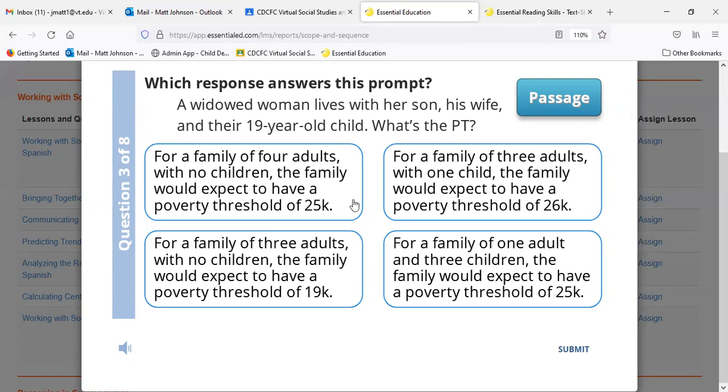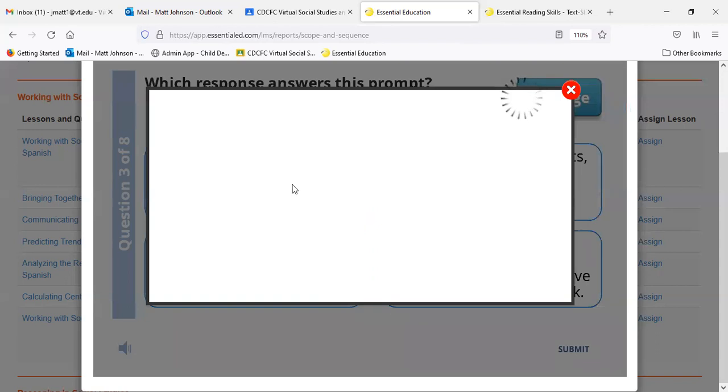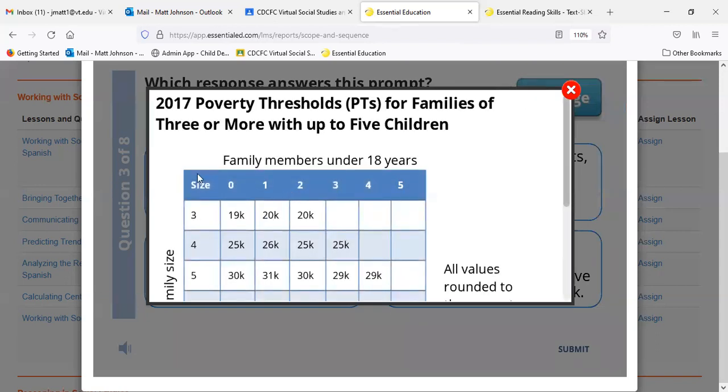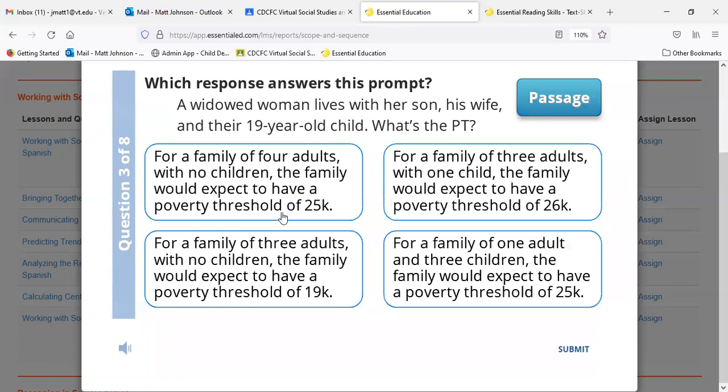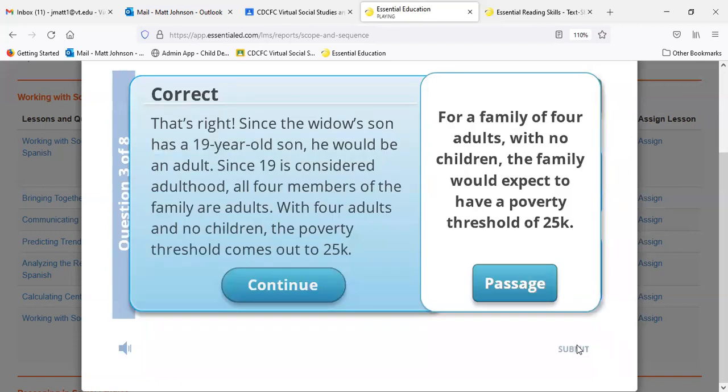But just to make sure, we will look. And that'll actually help us fact check, right? That's sort of like checking our answer. So a family size of 4 with no children should be a 25,000 poverty threshold. And sure enough, this all matches. So we'll go with A here, family of 4 adults, no children, $25,000.